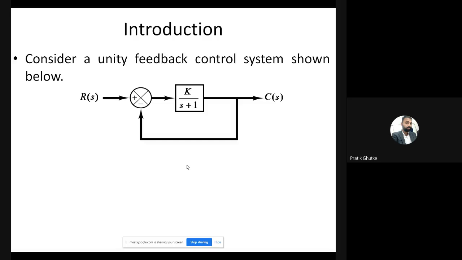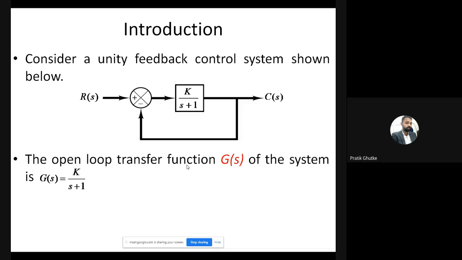and then the forward path element, that is K divided by S plus 1, and it is a unity feedback system. That's why H(s) is 1 only. The open loop transfer function G(s) of the system will be K divided by S plus 1. That is the open loop transfer function.